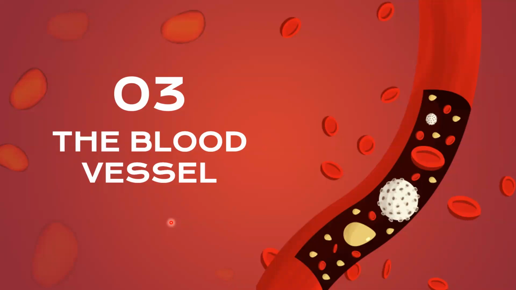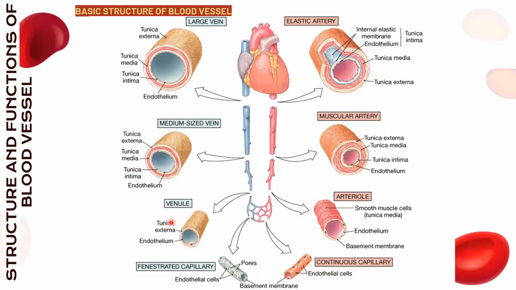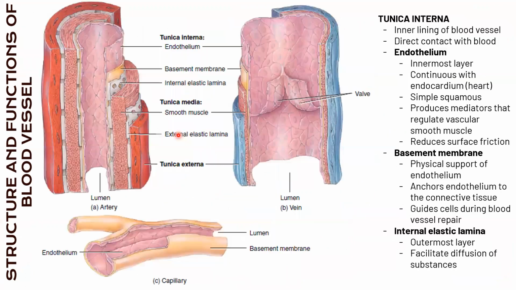Okay, for the last topic, blood vessels. We have different blood vessels. We have elastic arteries, muscular arteries, big arteries. A smaller one would be arterioles, which carry oxygenated blood. A continuous capillary, fenestrated capillary, and a small vein would be a venule. Okay, and then we have medium and large veins.